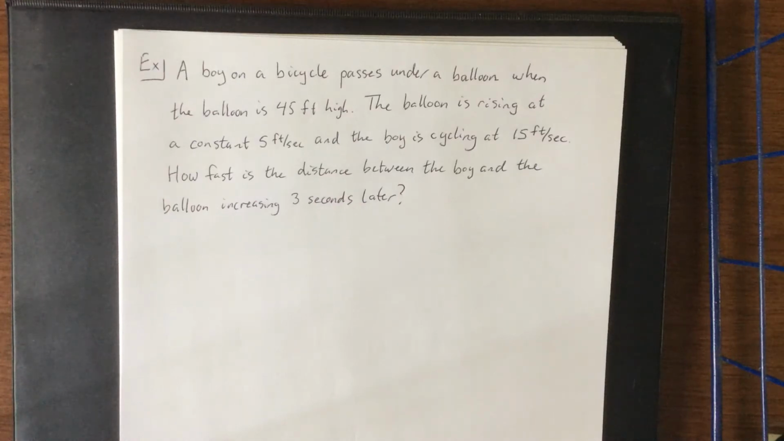Let's take a look at one more example of a related rates problem. This is one of my personal favorites. A boy on a bicycle passes underneath a balloon when the balloon is 45 feet high. This example really brings back why we were talking about helium-filled balloons in the first place. The balloon is rising at a nice constant 5 feet per second, and the boy is cycling at 15 feet per second. How fast is the distance between the boy and the balloon increasing 3 seconds later?